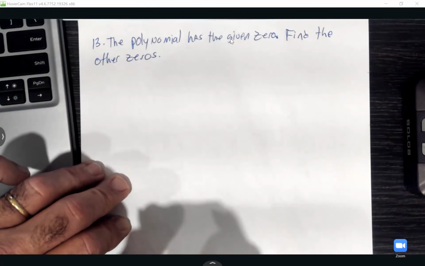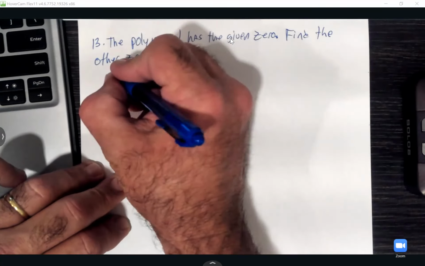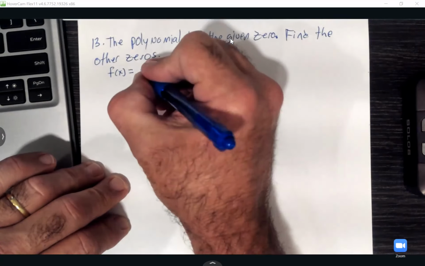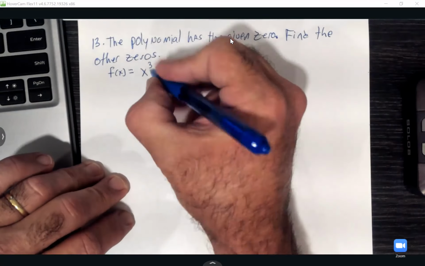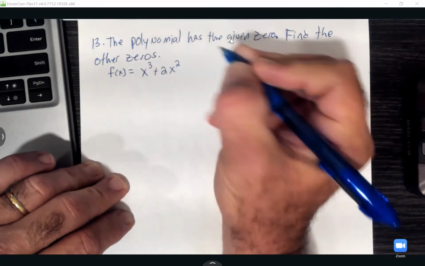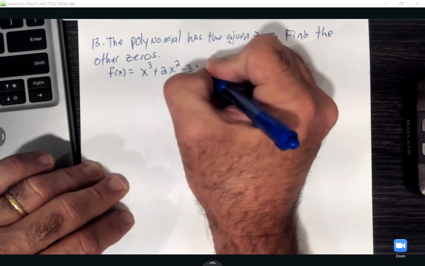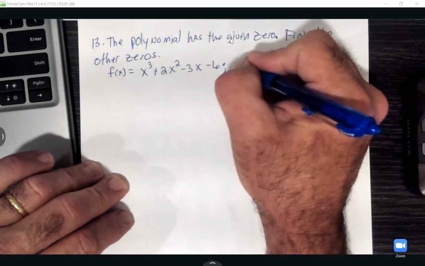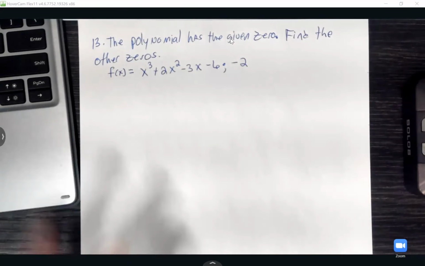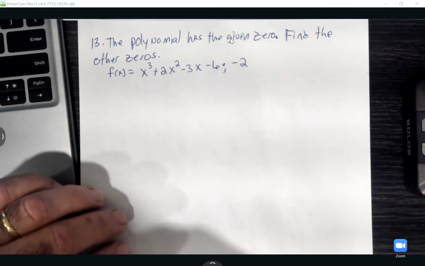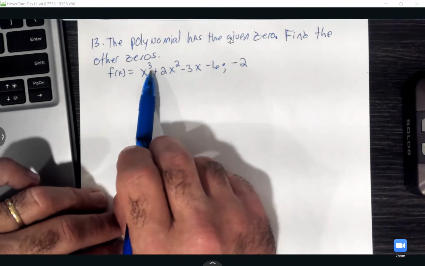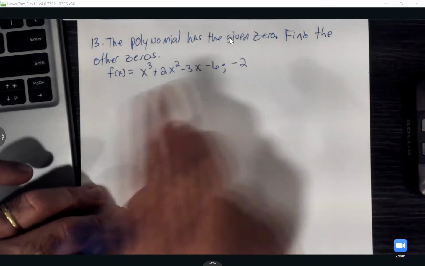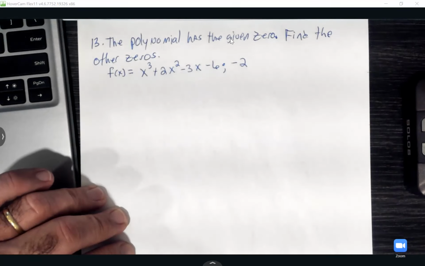All righty, so let's see what they're giving me. They're giving us f of x equals x to the third plus 2x squared minus 3x minus 6. So the zero they're giving me is a -2. So remember, since this is an x to the third, we're going to get 3 zeros, and they're giving us one of them. So we just got to find the last two.